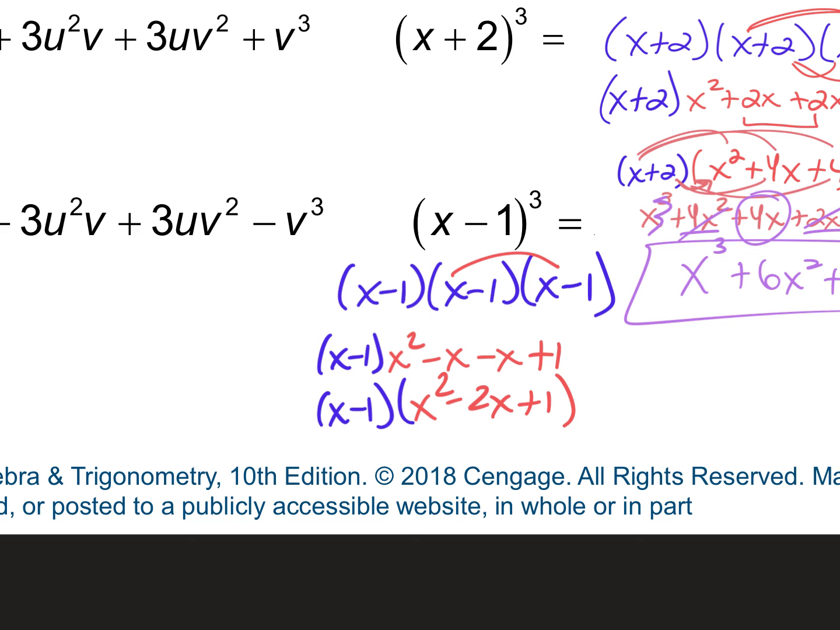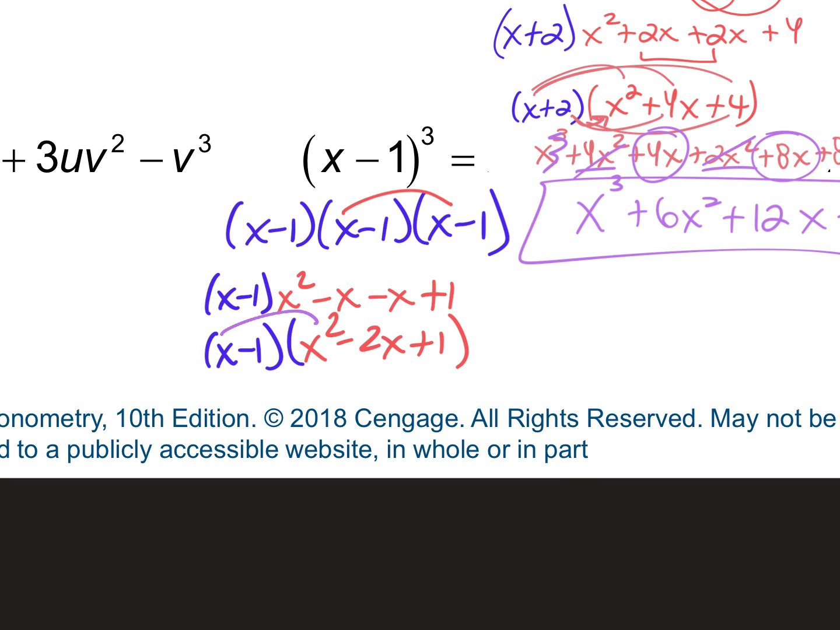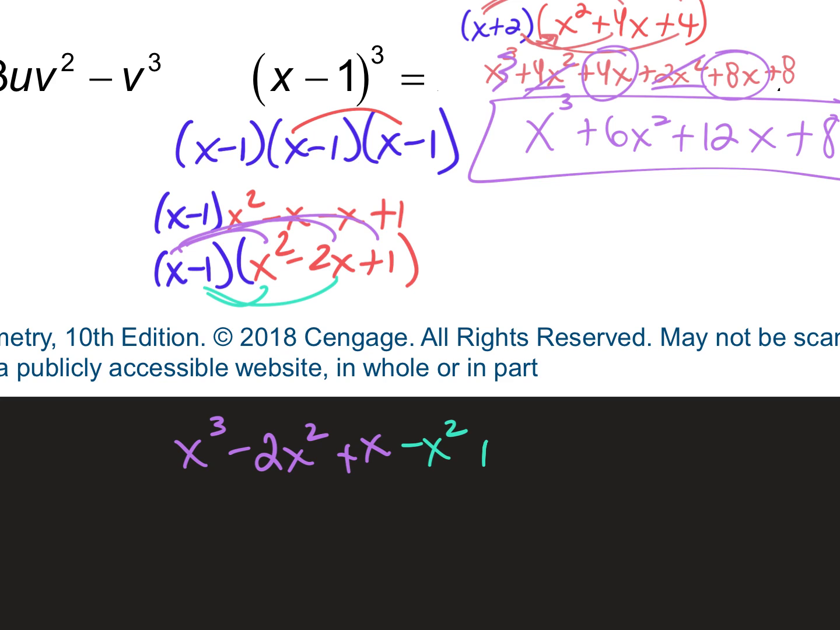And then just multiply again. X times x squared is x cubed. X times minus 2x is minus 2x squared. X times 1 is x. Negative 1 times x squared is minus x squared. Negative 1 and negative 2x is plus 2x. Negative 1 and positive 1 is minus 1.